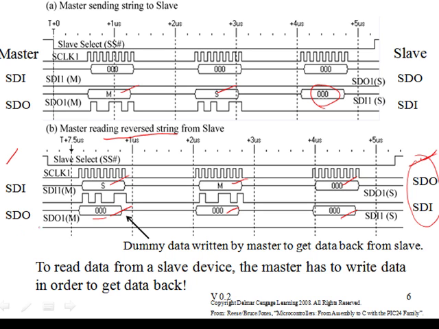So let's say that again. In order to read data from a slave device, the master, which initiates all transfers, has to write data in order to get that data back. The master is providing the clock, which is actually being used to clock this data out. In order to provide the clock, it has to generate this transfer by writing data.